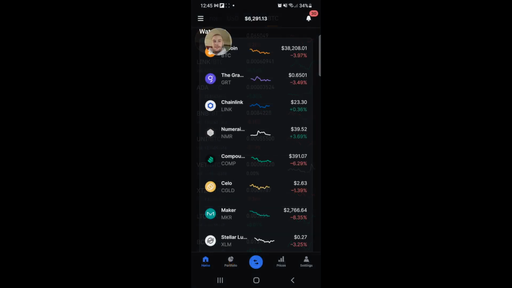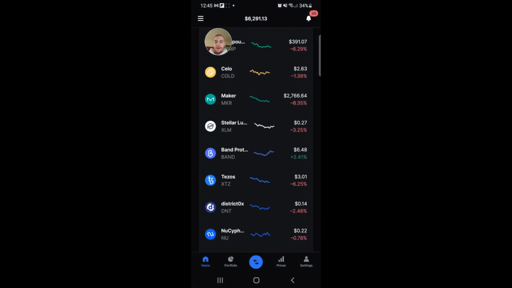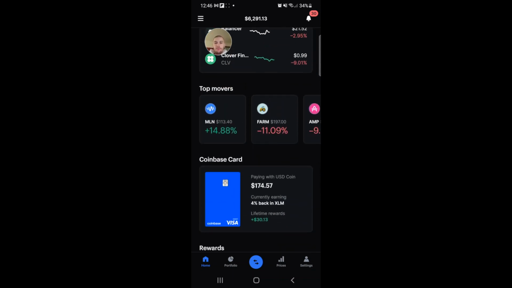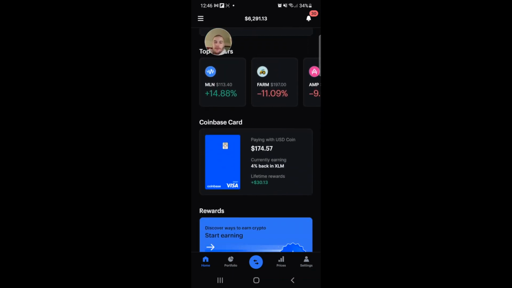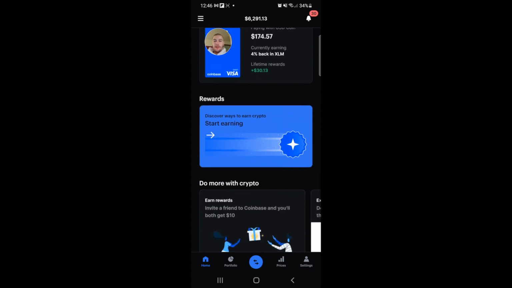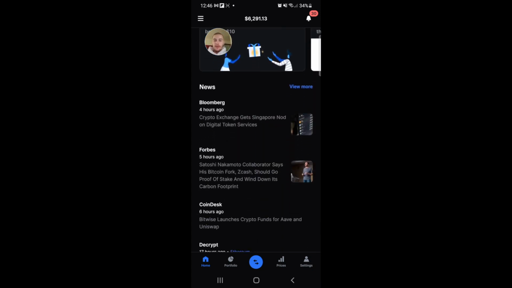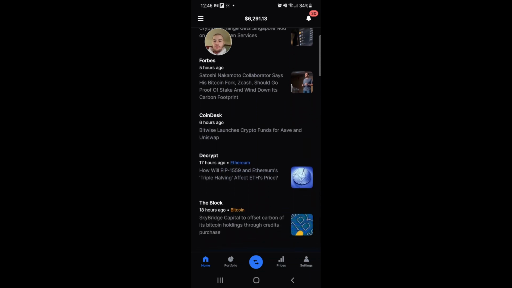Going into Coinbase, you can see we've got a very clean user interface here where it shows us all the coins that we can pick from, our top movers, information on our Coinbase cards. Here's where we can look at our rewards as well as start earning. And you also have some basic news, which I like.